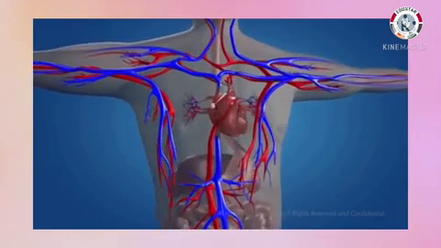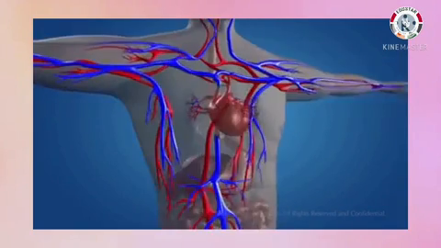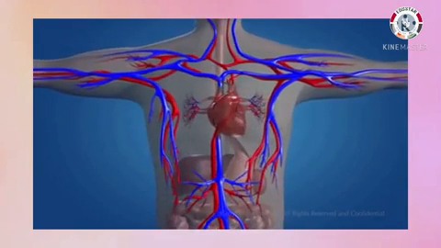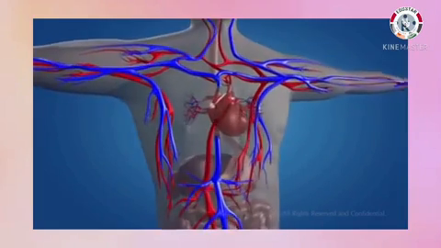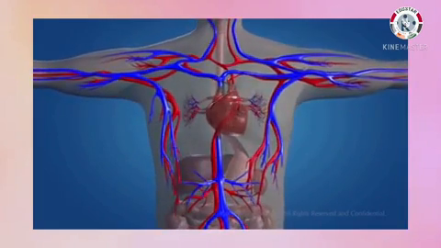Veins carry blood from different parts of the body to the heart. This blood carries waste generated by the body and also helps in removing the waste from the body.